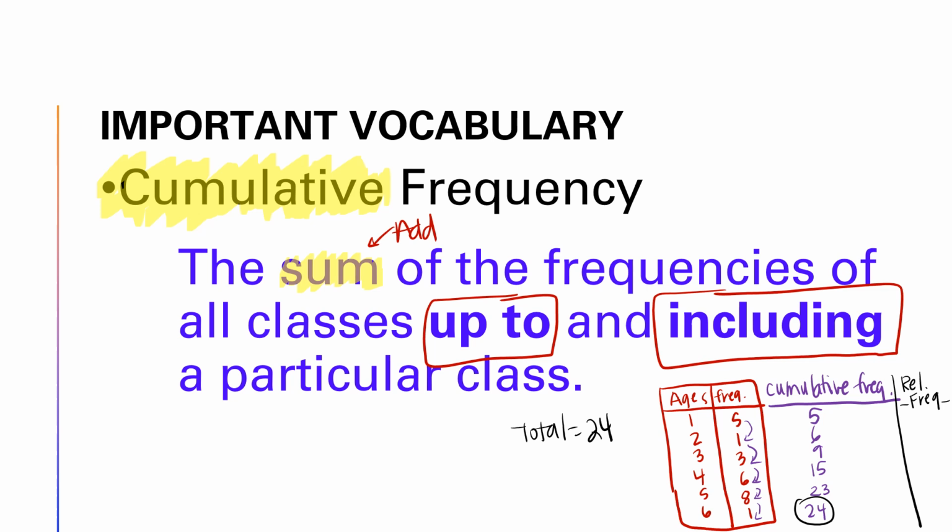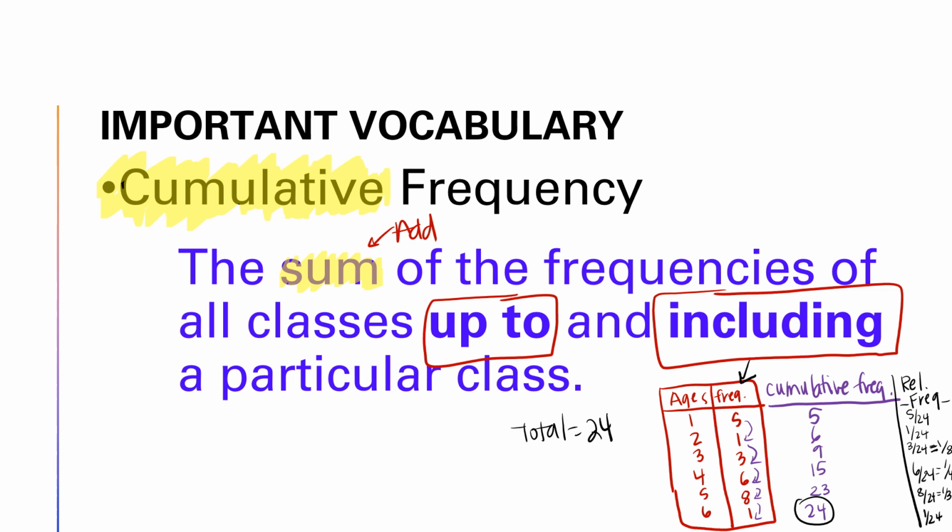So looking at my frequency column, not my cumulative frequency column, that's going to be 5 over 24. Then for 2-year-olds, 1 over 24. 3-year-olds, 3 over 24. Now they want these fractions in simplest form, so 3 over 24 simplifies to 1/8. Then we have 6 over 24, that simplifies to 1/4. 8 over 24 simplifies to 1/3. Sorry, my writing's getting microscopic. And then our last one is 1 over 24.